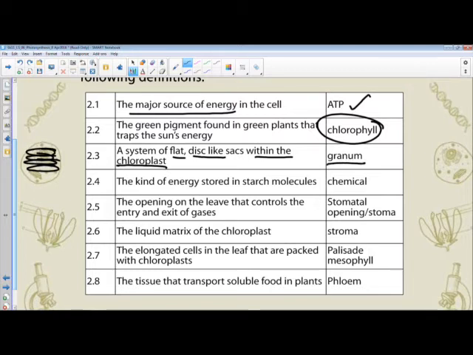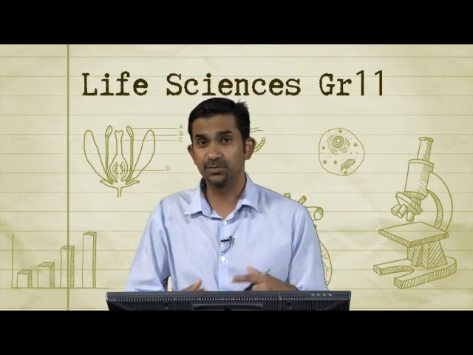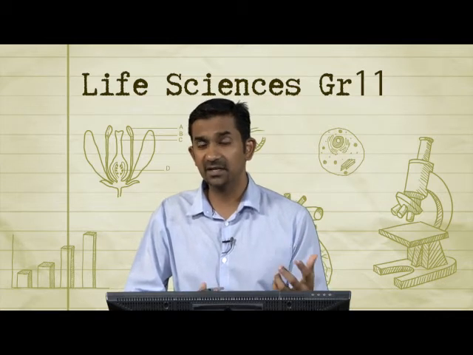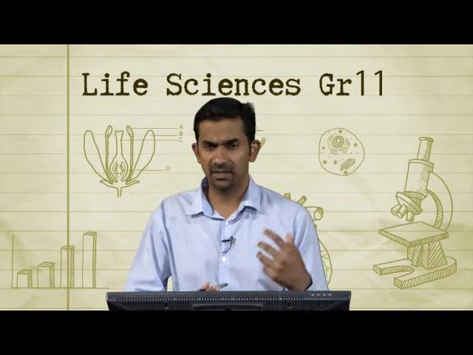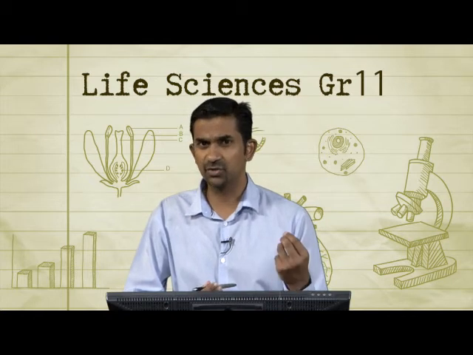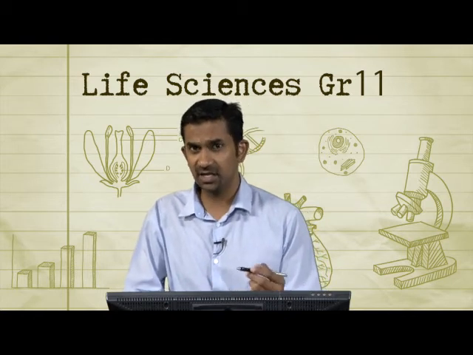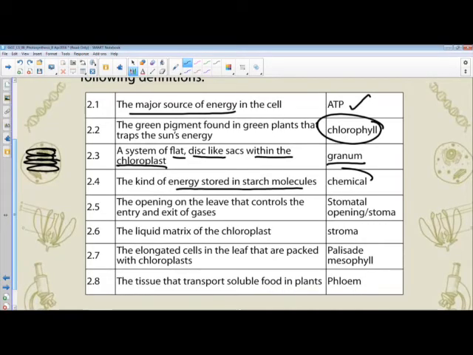The kind of energy stored in starch molecules. So essentially what happens in the photosynthesis process is that chemical energy is produced when energy from the sun converts the essential inorganic compounds to chemical energy. So we say that the starch molecule contains chemical energy, and that energy is then transferred. It's used to produce more energy, either in the form of movement, mechanical energy, or even kinetic energy.